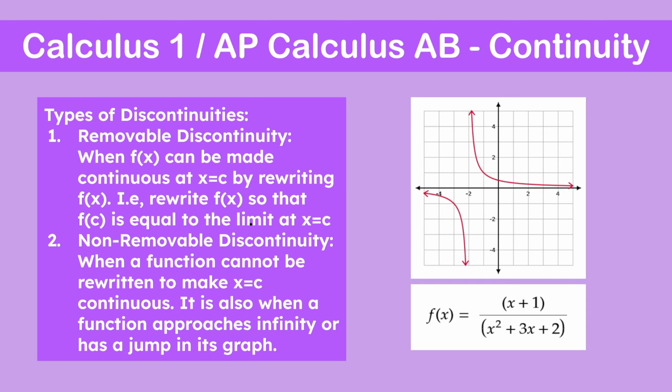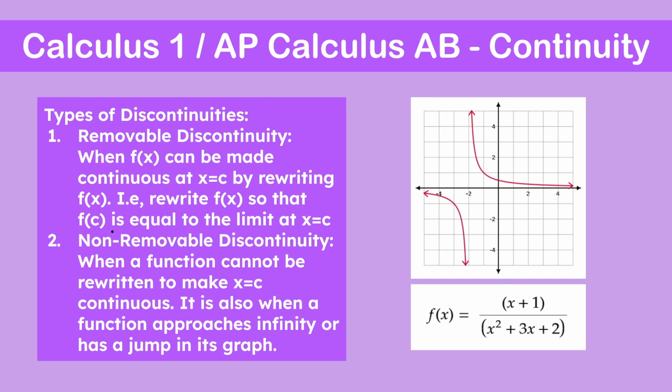Okay, so there are two kinds of discontinuities. The first one is a removable discontinuity, where f of x can be made continuous at x equals c by rewriting it. So in other words, we can rewrite f of x so that f of c is equal to the limit at x equals c.